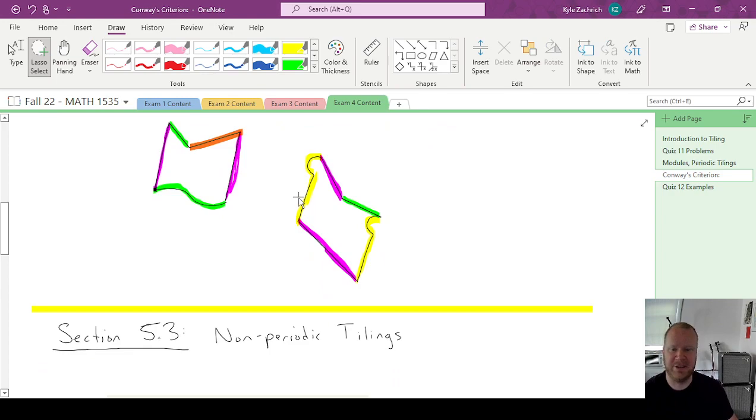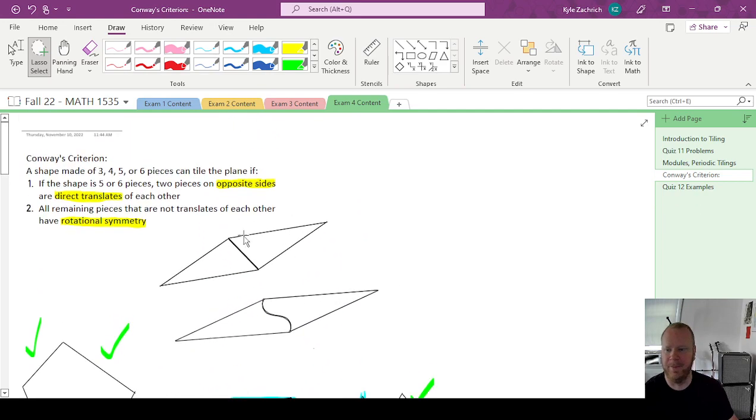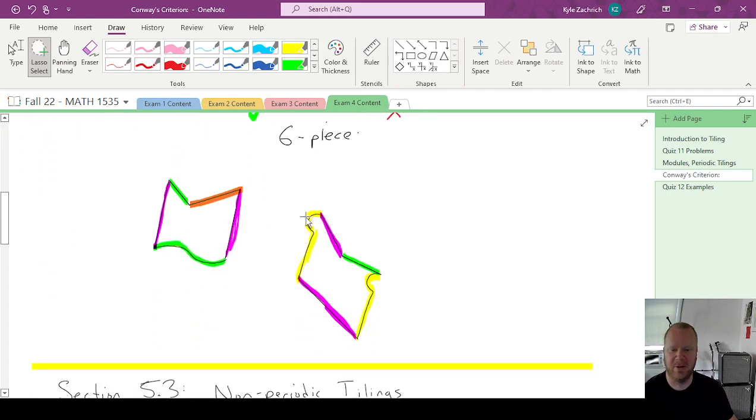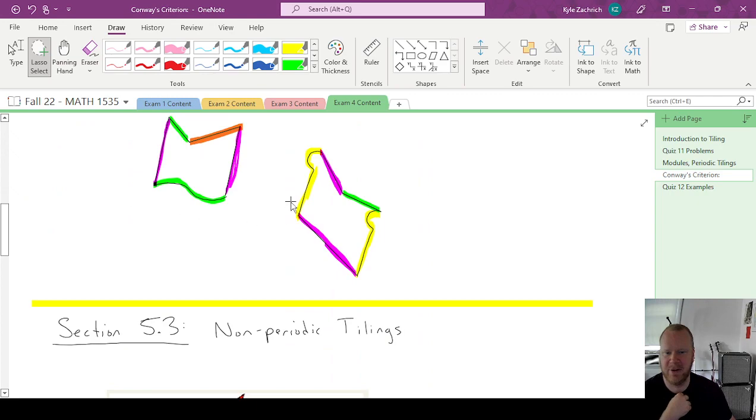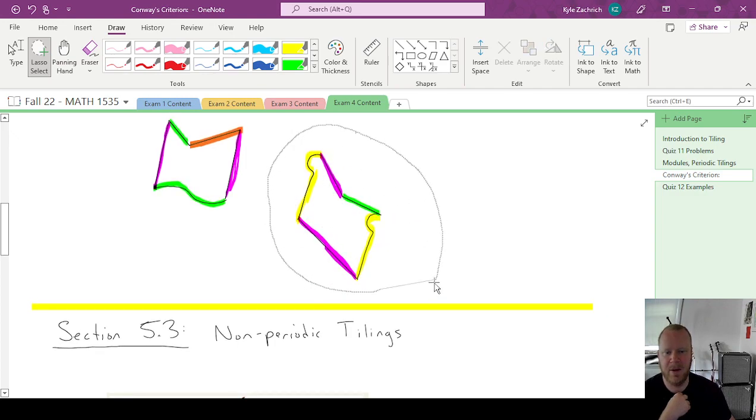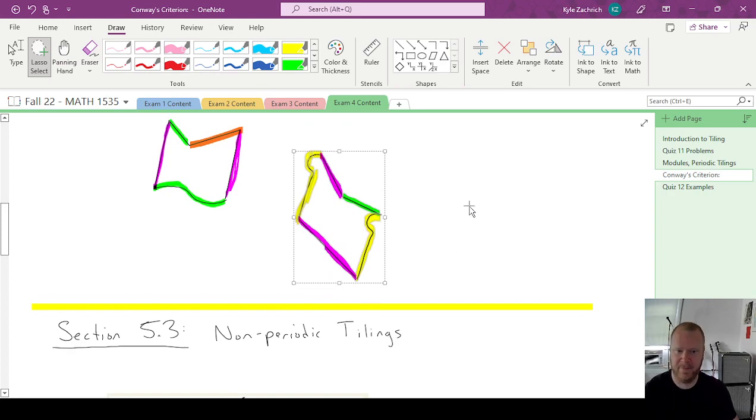this shape still satisfies Conway's Criterion, right? Reading it from start to finish, it's made up of 3, 4, 5, or 6 pieces. Okay, this one's made up of 5. If the shape is 5 or 6 pieces, 2 pieces on opposite sides are direct translates of each other. These 2 pieces, I just copied and pasted them so they fit into each other. So that's taken care of.